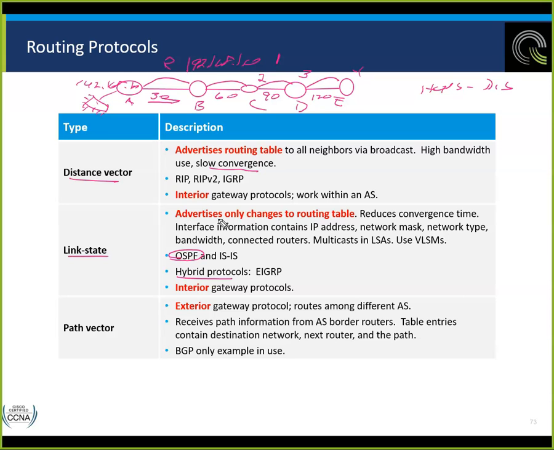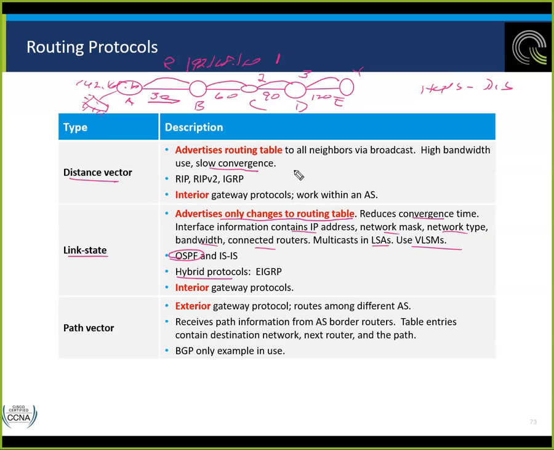Big advantage here, it advertises only changes to the routing table. So once we get a stable topology, nothing changes. We don't have to update everything. We're not going to be taking the bandwidth, and we're not going to be taking the CPU cycles to do recalculations. It reduces convergence time. Interface information contains the IP address, the network mask, the network type, the bandwidth, connected routers. It uses multicast and link state announcements, LSAs, and we can use VLSM.